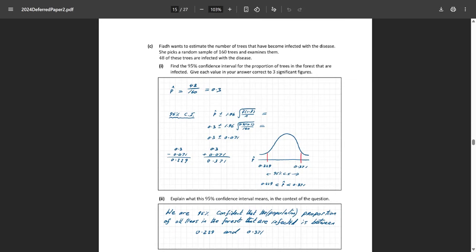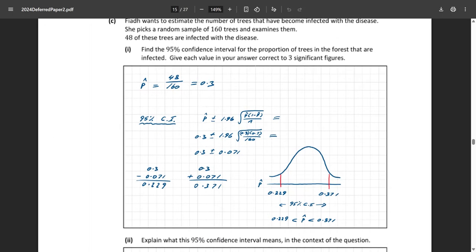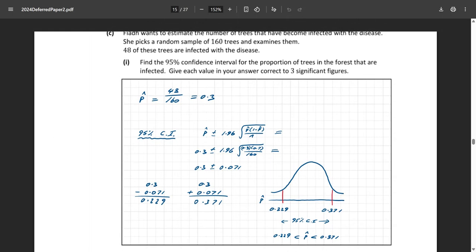We're on to part C. Now, this is a question on sample proportions. In the previous part, we had a sample of trees from the overall population, and we were getting the sample mean. Now we have a sample from the overall population, and we're getting a sample proportion: the proportion of trees that have become infected with the disease. So it's a slightly different question, and there's a different formula for that, of course. And the formula goes like this.